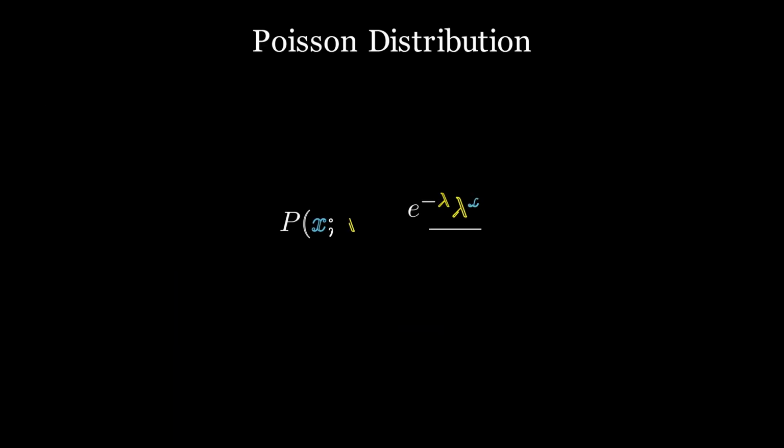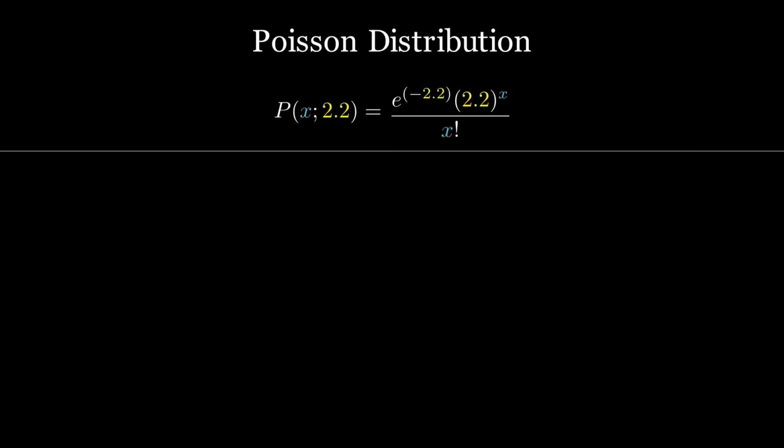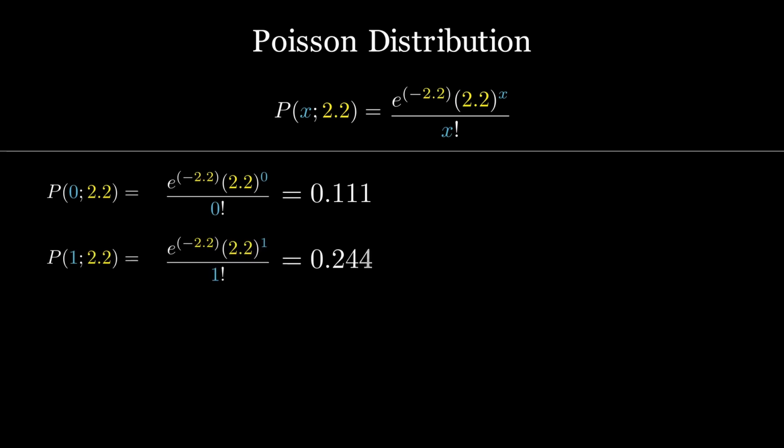Its probability mass function looks like this. Here, e is a constant, x is the number of goals, and lambda represents the average goals per match. Therefore, if a team scores an average of 2.2 goals per match, we can set lambda equal to 2.2 and compute the probability of scoring exactly 0 goals, 1 goal, 2 goals, and so on.